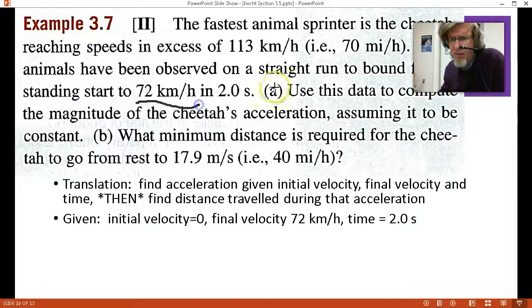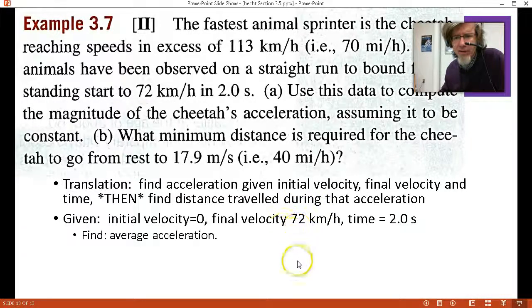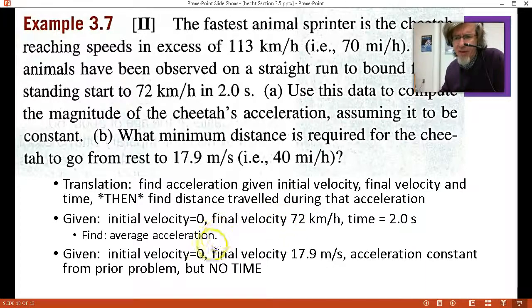This right here is important. This is distracting. I've got standing start, initial velocity, final velocity, and time. So that's what I've got right here. Don't let it confuse you. Finding the average acceleration is what I'm supposed to find. Initial velocity, final velocity, acceleration constant.